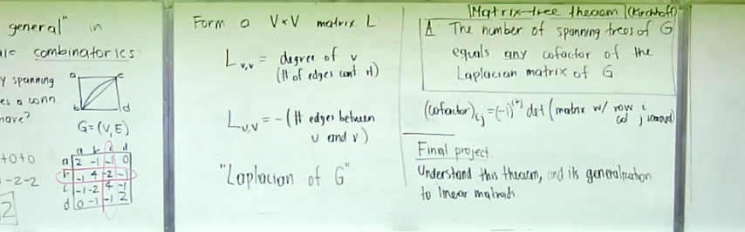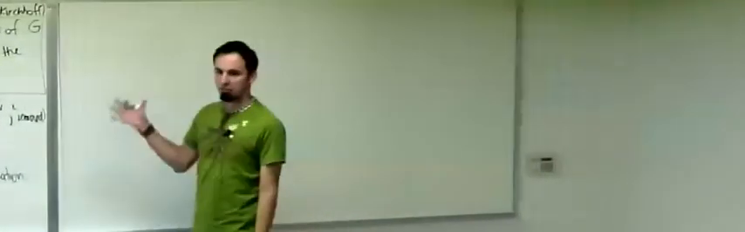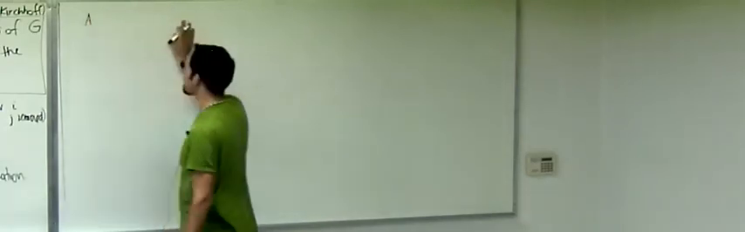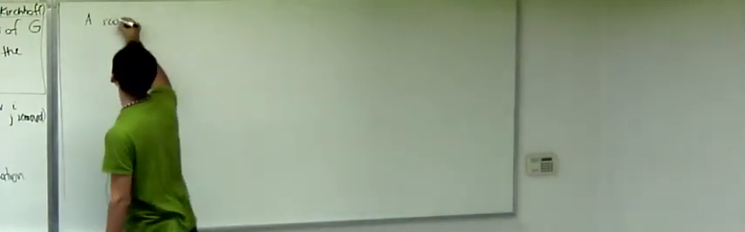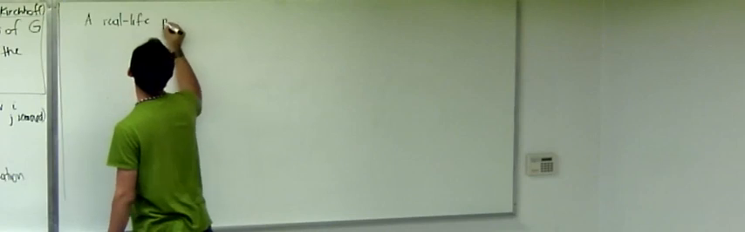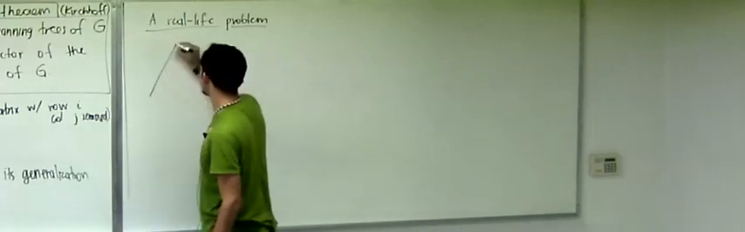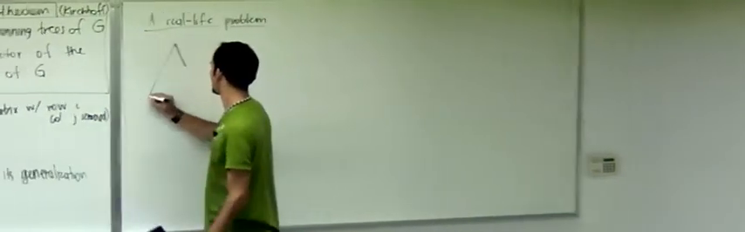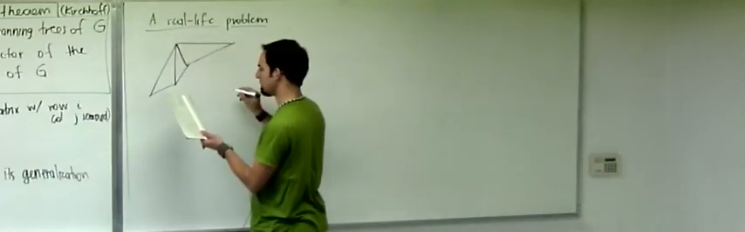Okay. So this is a little parenthesis, and let's go back to a more matrix theoretic question. But in fact, what I want to do is start right away with a real-life application of matroids. A real-life problem. So let's say that you have a graph that represents maybe a country.